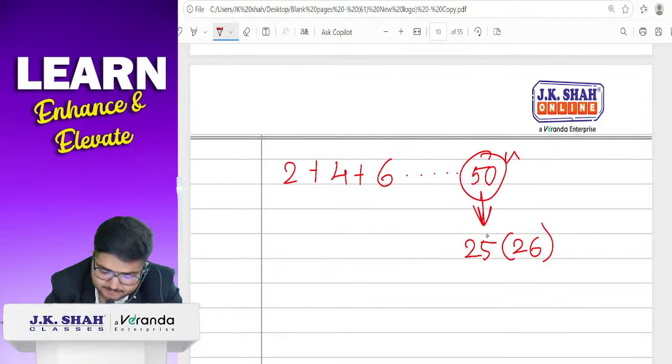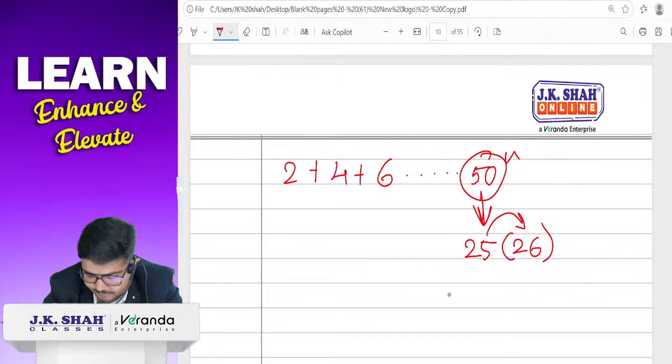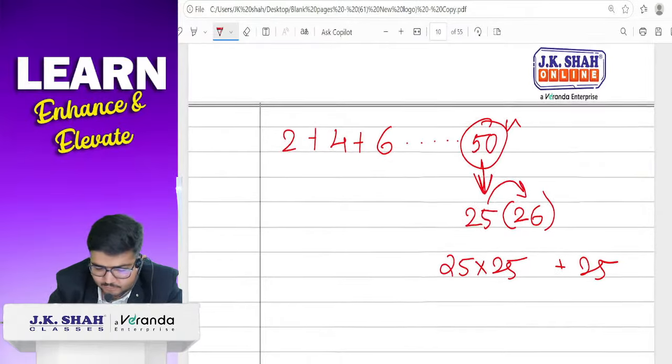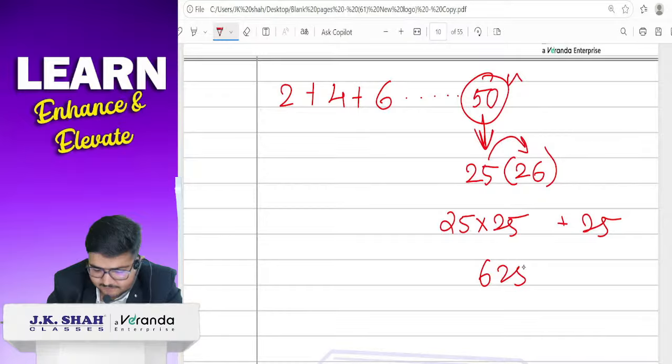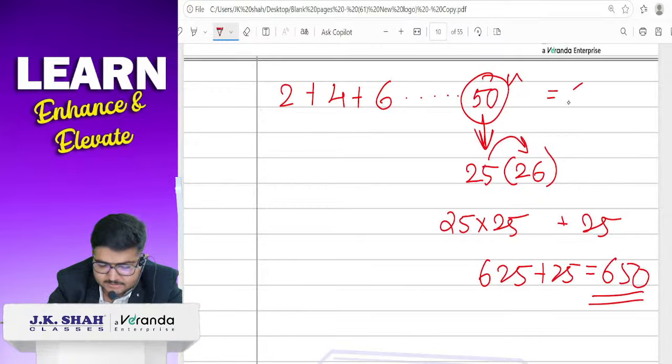Then you have to multiply it with the next number. 20 into 26, how will you find out 20 into 26? 20 into 25 plus 25. I have taught you this trick. 625 plus 25 is 650. So answer of this will be 650.